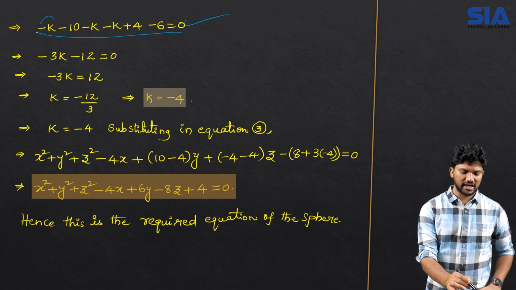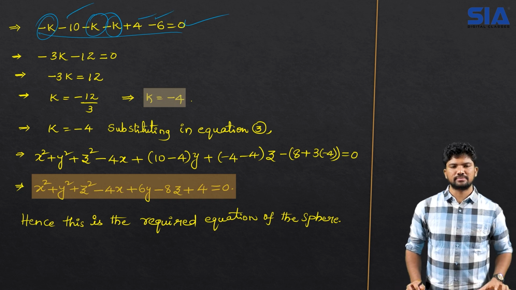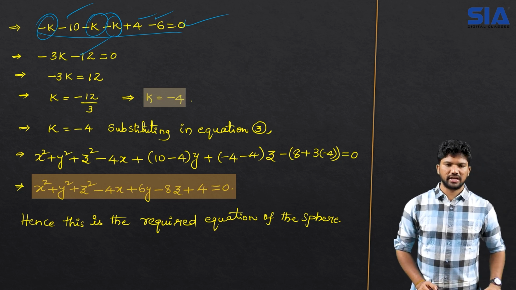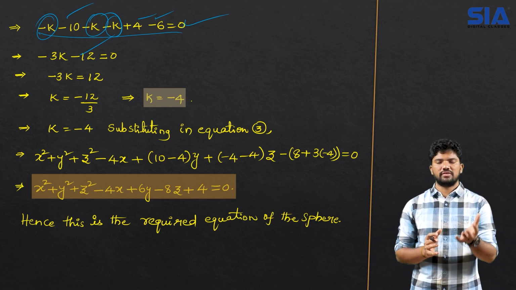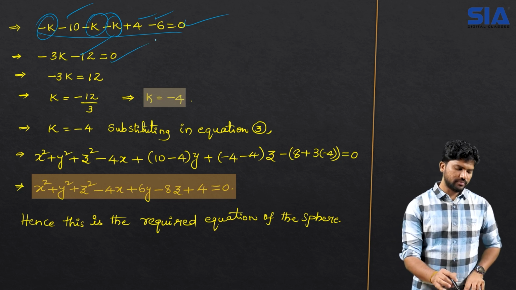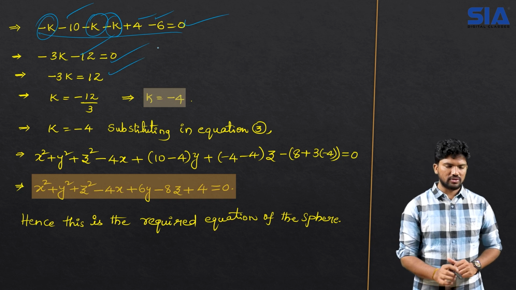minus k minus 10 minus k plus 4 minus 6 is equal to 0. How many k's are there? Three minus k's. Minus 3k. Minus 10 minus 6 is minus 16, minus 16 plus 4 is minus 12. So be careful while adding the terms. First take the minus symbol, whatever values are there, just add them, and then take minus common or send the minus 12 value to the RHS.